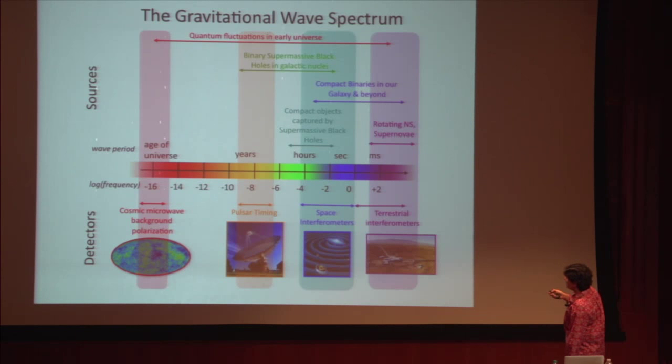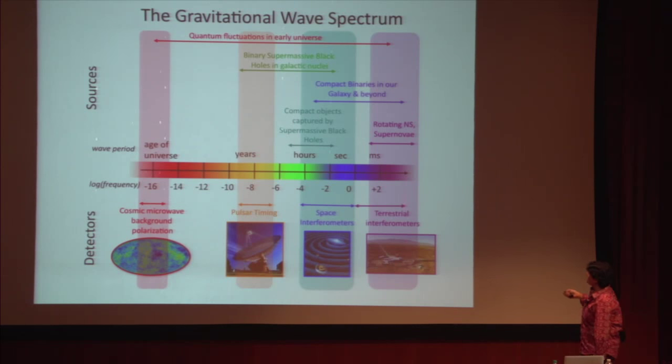By the time we're looking at gravitational waves that have periods of years to hours, one is thinking about very, very massive black hole systems, such as the supermassive black holes in the centers of galaxies. And so when we get down to this region of, instead of nanohertz, the millihertz region, one can look for these gravitational waves using interferometers in space.